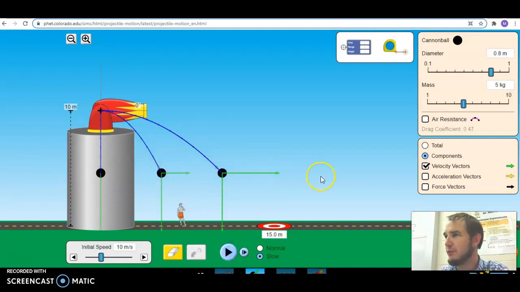You'll notice the forward arrows don't change at all. This one is twice the size of this one, this one is 0, and they stay that way the whole time because there's nothing to change them, unless I were to turn on air resistance.